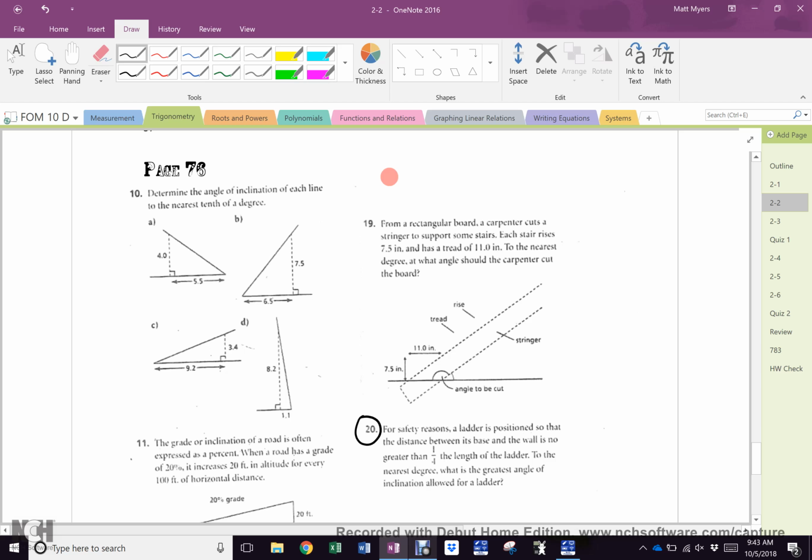Did anybody want to ask about anything on page 57? All of them. 11. Wow. All of them.